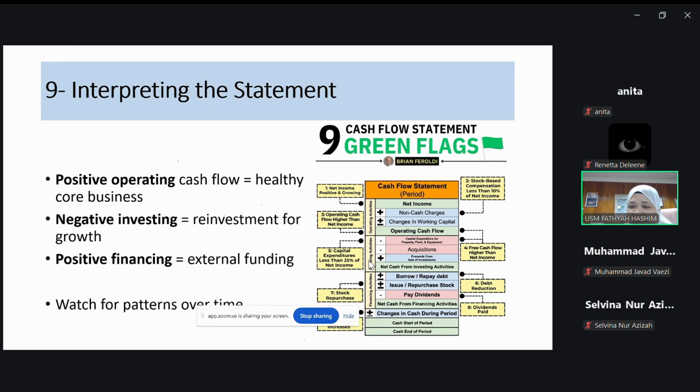So the first green flag is when the net income is positive instead of a net loss. Yeah, net income is positive and it is in a growing trend. So last year is less than this year. So this year is improving or growing. So it's a good sign. So it's a green flag already.